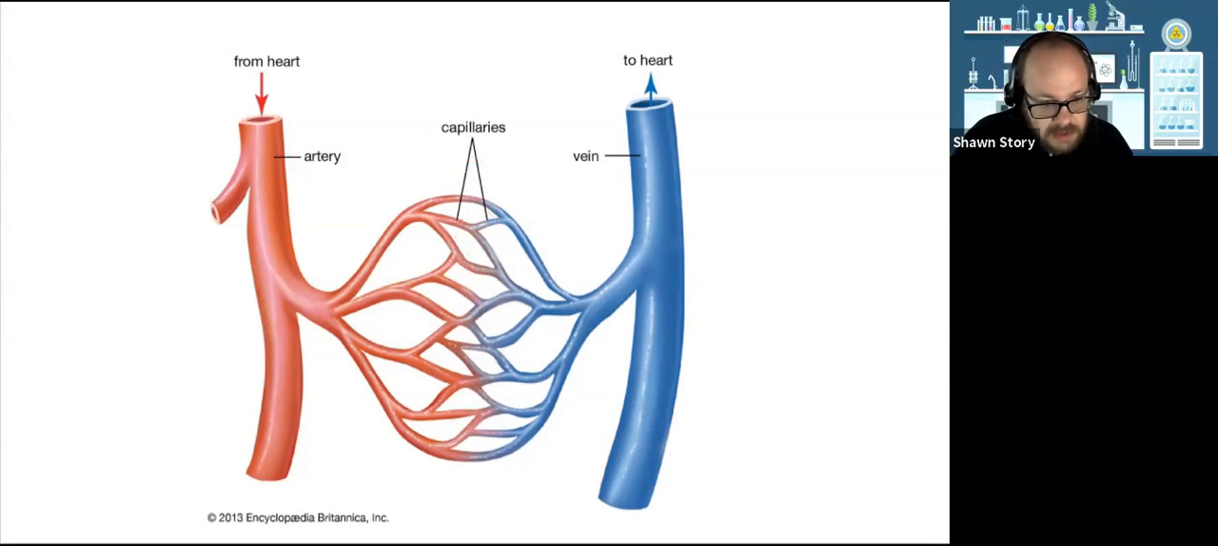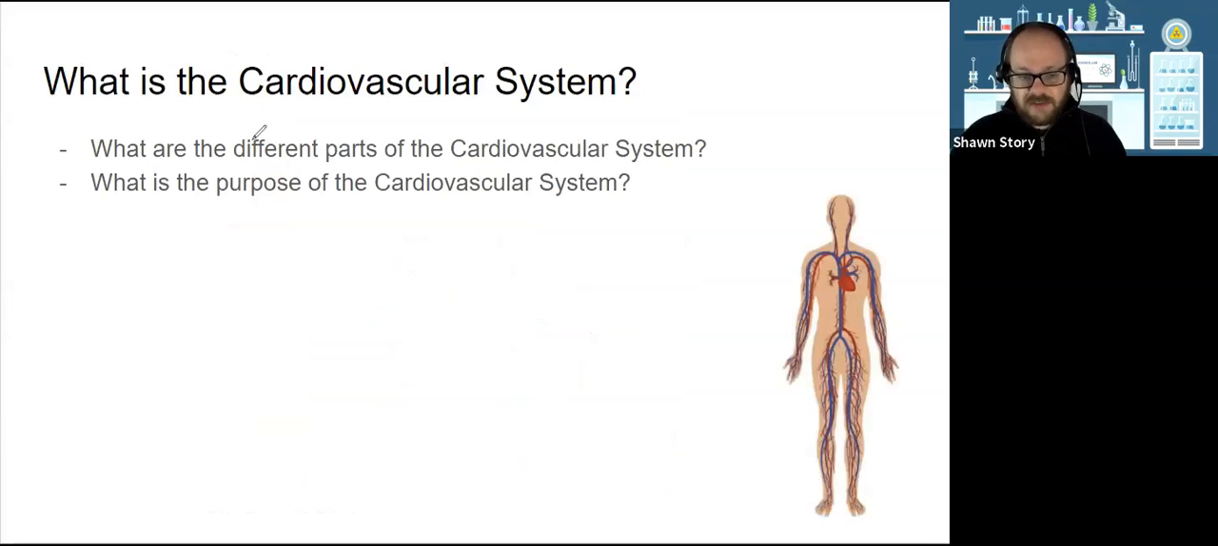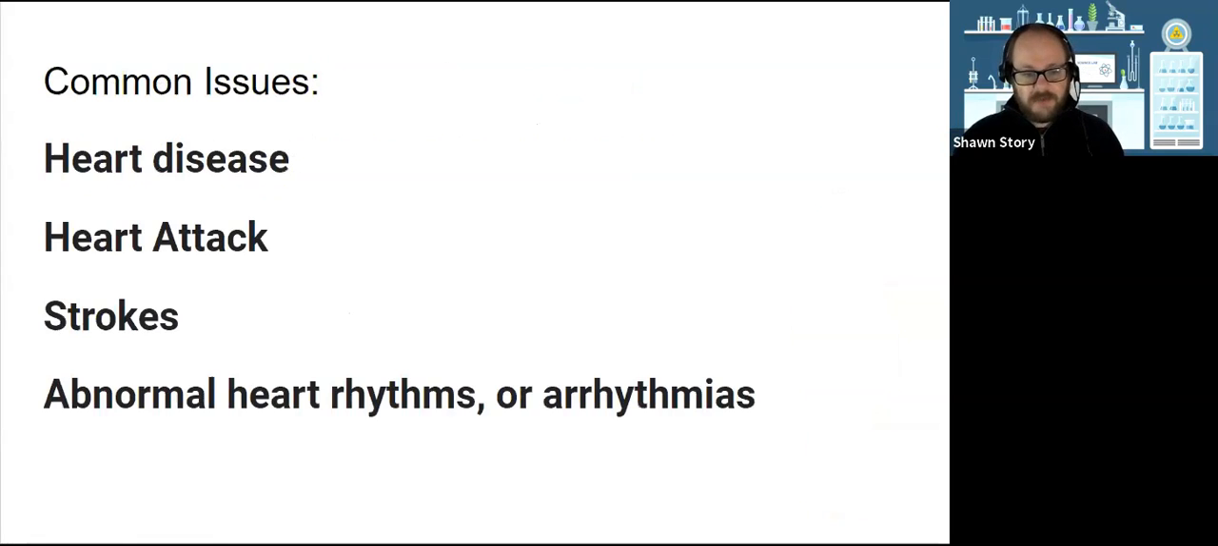All right. And so that is the cardiovascular system. We looked at all those different parts, the blood, the heart, blood vessels, arteries, and then all of the purposes. Any questions about that brief summary of our cardiovascular system? Any questions about that? And blood type. If not, we have our common illnesses.